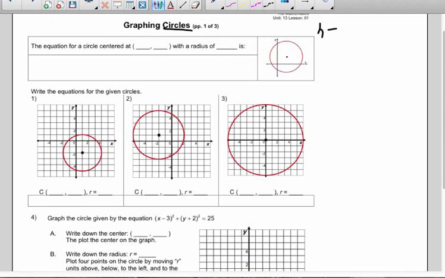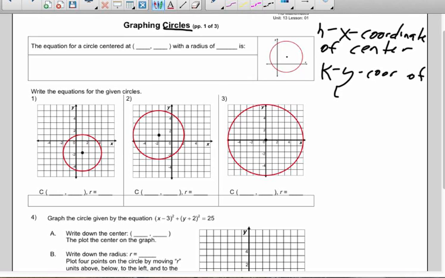H, and we're going to talk about what that is: the x-coordinate of the center of the circle. And K is the y-coordinate of the center. So HK will be a point, or the coordinates, there's your center. The coordinates of that point are H and K.